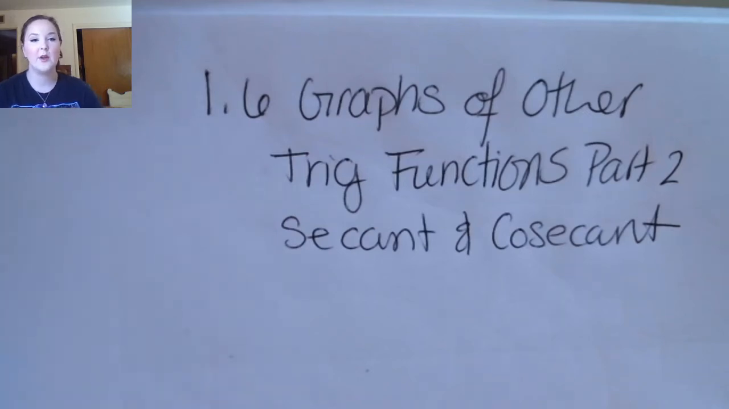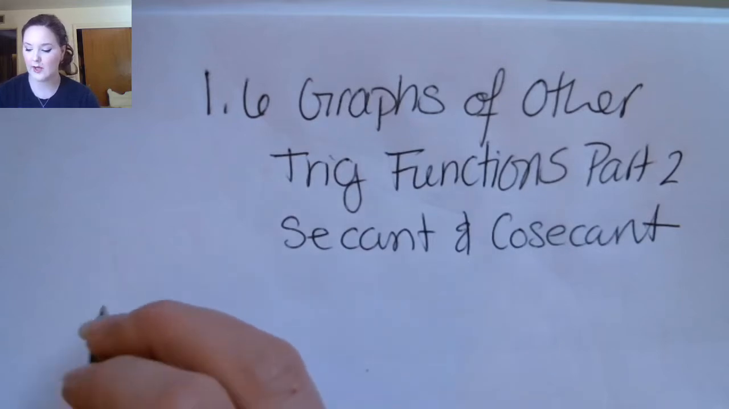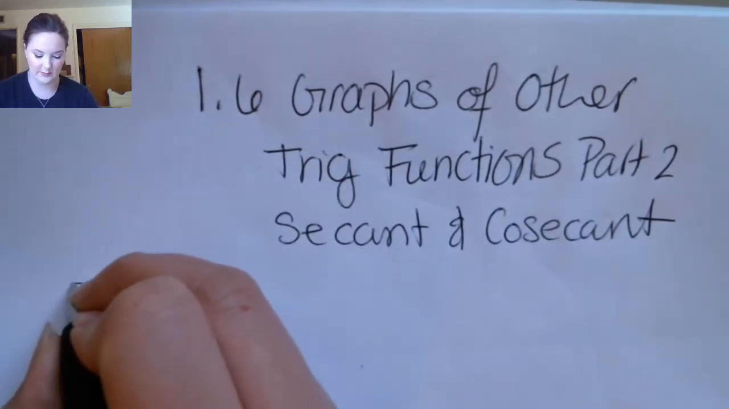Hi everybody. We're still talking about 1.6, but now we're talking about graphing the secant and cosecant functions. You still need to look at the posted notes to see the base graphs that list the vertical asymptotes and the key points. Okay, and we're going to get right into graphing some examples.